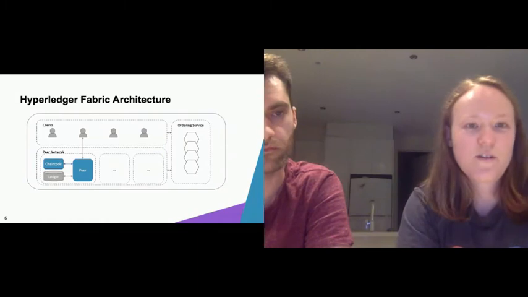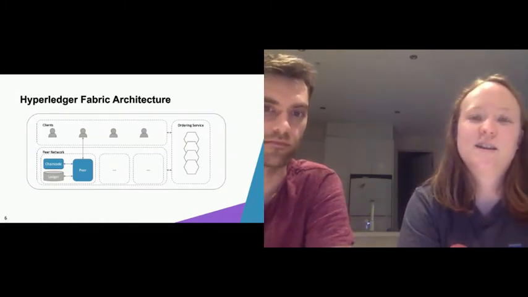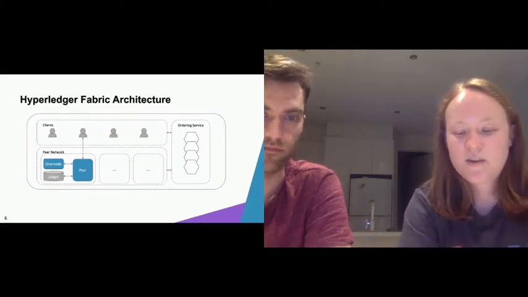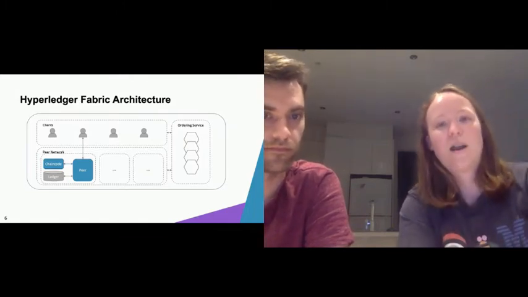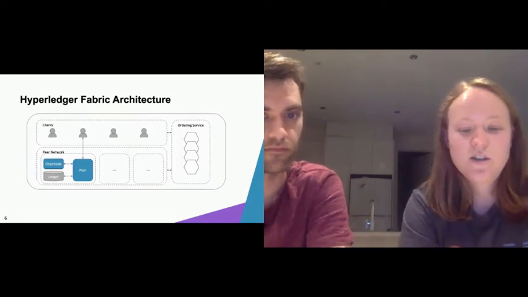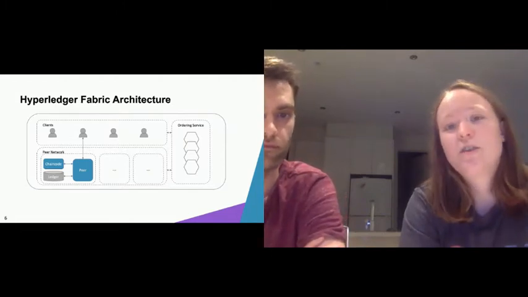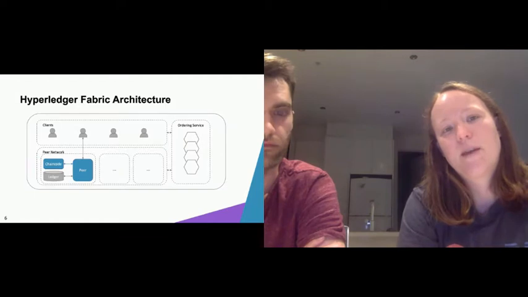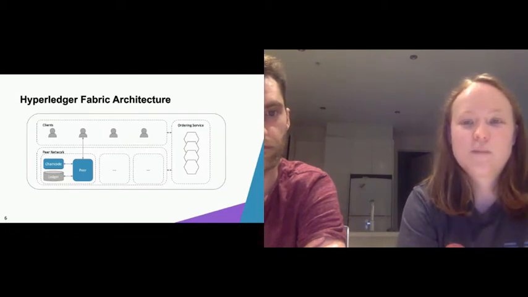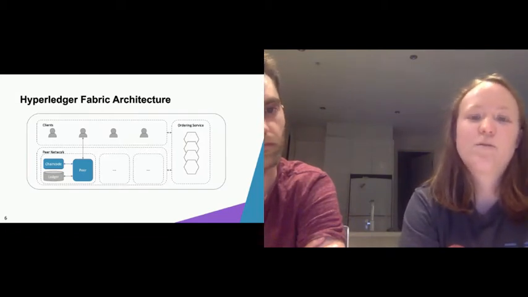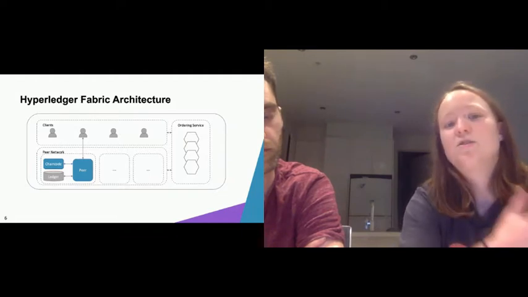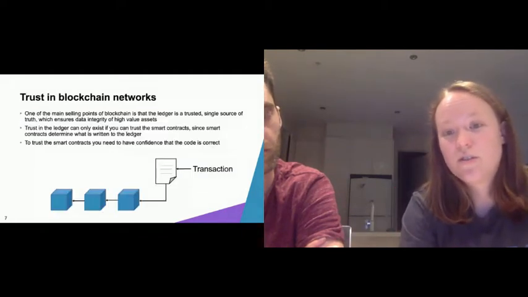So we hear quite often that one of the main selling points of blockchain is that it is an immutable ledger, and it's a trusted single source of truth. And blockchain networks that we see today generally hold quite high value assets. So it could be things like bank guarantees or stocks on a stock exchange, or consignments in a trade logistics network. And we can only get trust in these ledgers if you can trust the smart contracts, because the smart contracts dictate which transactions are valid and therefore which ones will ultimately appear on the ledger. So to trust a smart contract and to trust the ledger, you need to trust that the code that is written is correct.